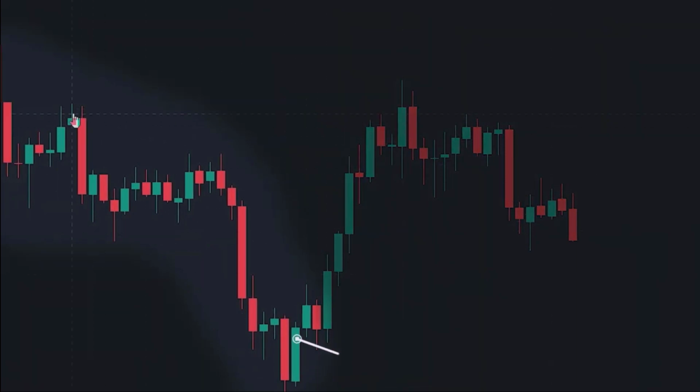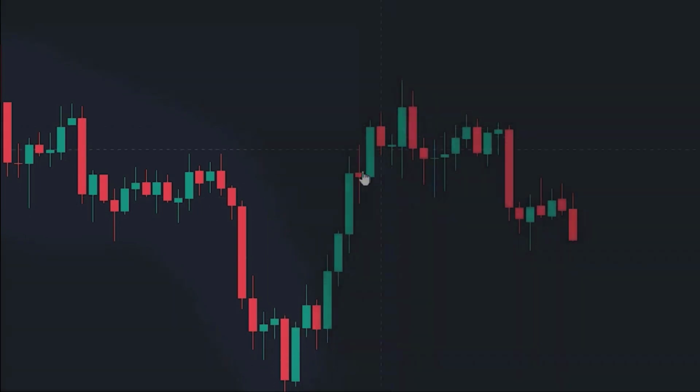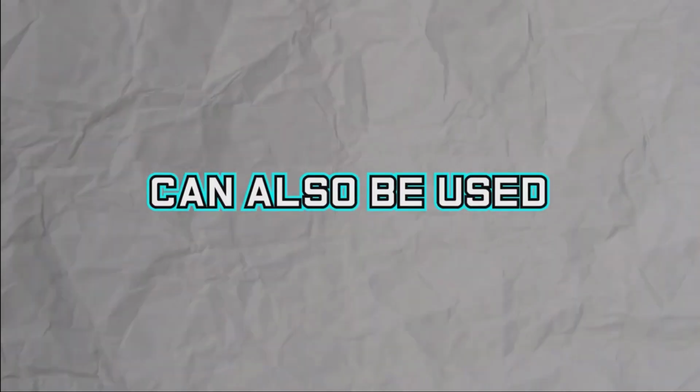For a bullish signal, the price will need to be in a downtrend. Then once the bullish inside bar forms, we know that the sellers are no longer interested in selling any further, showing us that the sellers are no longer in control, indicating that the price action will either consolidate or move in the bullish direction. The inside bars can also be used as a trend continuation signal.